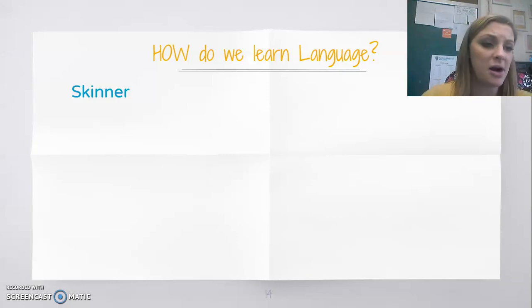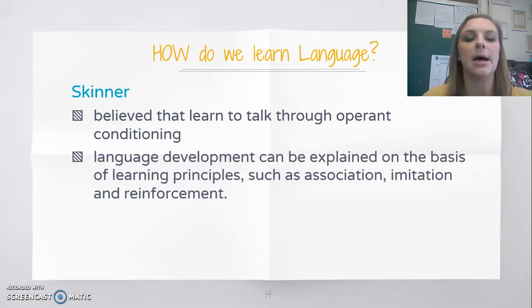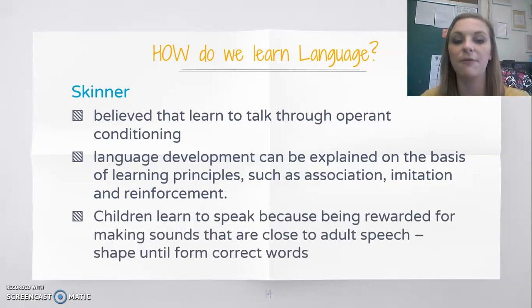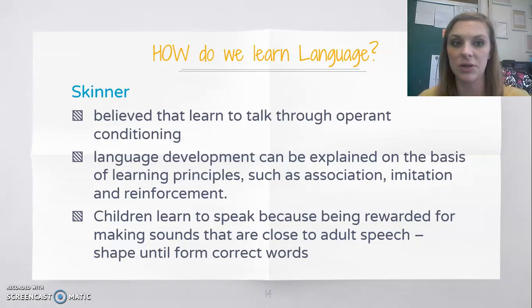So how do we learn? There are a couple of different theories of how we learn. Skinner believes that we learn through operant conditioning, right? He used the idea with rewards and punishments and reinforcements. And so he believed that we associate, we imitate, we reinforce because we've been rewarded for making sounds that are close to adult speech. We learn words by being rewarded from adults, by them paying attention to us or by giving us praise. And so that's how he believed that we learn language. It was all based on these operant conditioning principles that we've already learned.